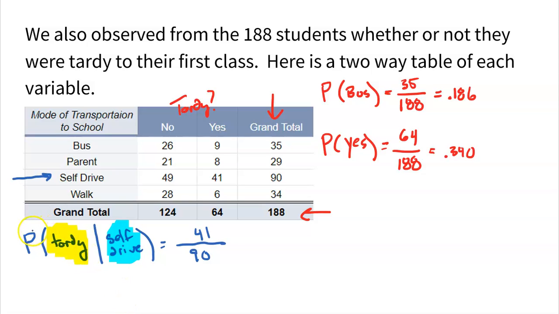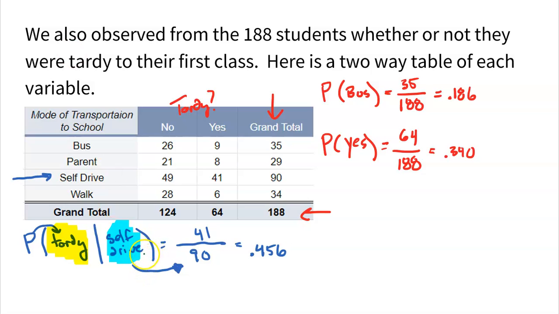So we're looking at the proportion of kids that are tardy, but after the line is our condition, which was they drove themselves to school. The condition changes the denominator because I'm now only allowed to look at the 90 kids that drive themselves to school. The 35 that ride the bus, I don't care about. The 29 that come with their parent, I don't care about. The 34 that walk, I don't care about. I only care about the 90 that drive to school. And of those 90, 41 were tardy. So 41 out of 90 would be 0.456 if you round that correctly, or again, 45.6%.